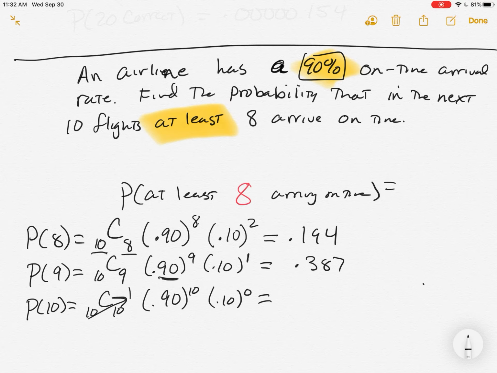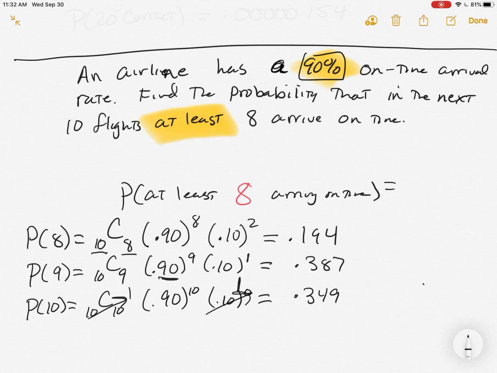C(10,10) is going to be 1. 0.10 to the 0 is going to be 1. And so you just end up with 0.9 to the 10th power, as you should. And we get 0.3486. So I'll do 0.349.